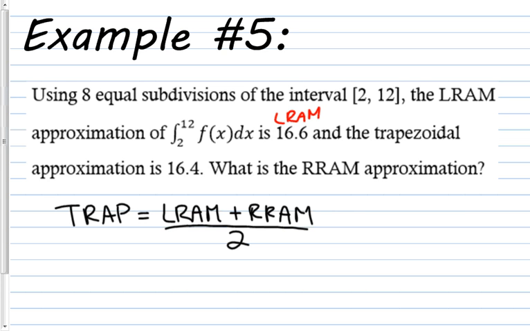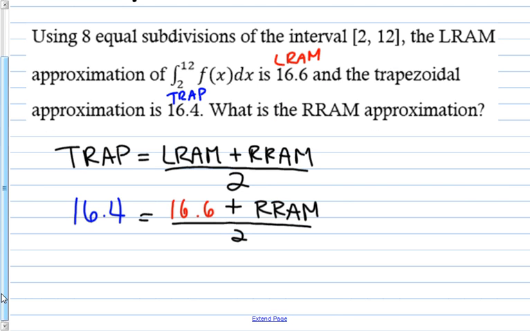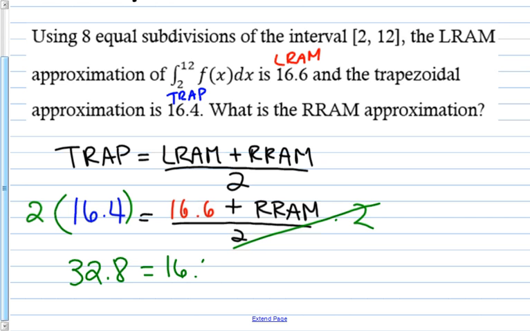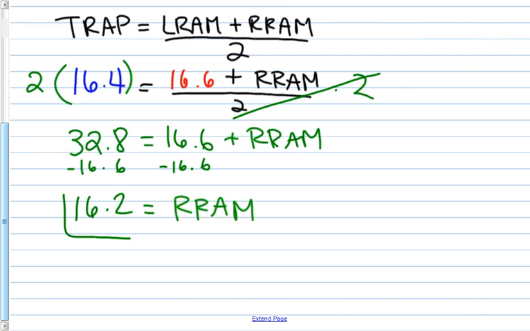LRAM is 16.6. So, substitution property, 16.6 plus RRAM, which is what we do not know, equals the trapezoidal approximation, which is 16.4. Substitute that in. Algebra. Solve it. Let's see. I want to get rid of that pesky 2. So I'm going to multiply this by 2 to get rid of it. Whatever I do to one side, I must do to the other. So this is 32.8 equals 16.6 plus RRAM. If I want to find RRAM, I would get rid of that 16.6 by subtracting it. And RRAM is 16.2. And there you go.